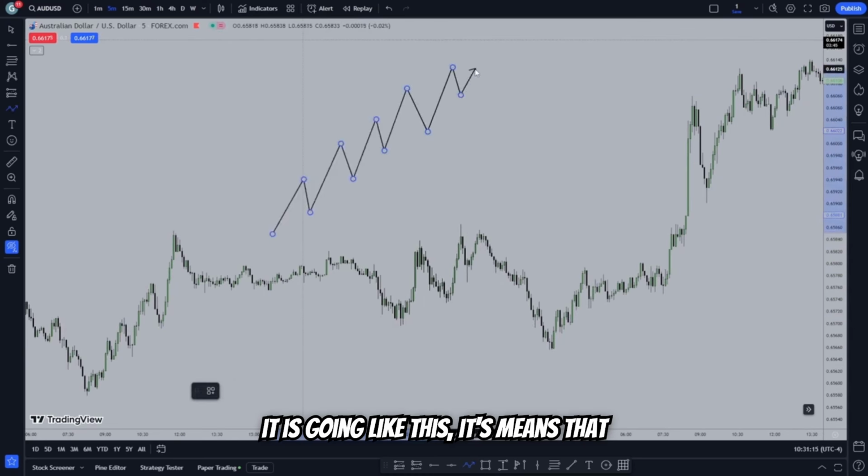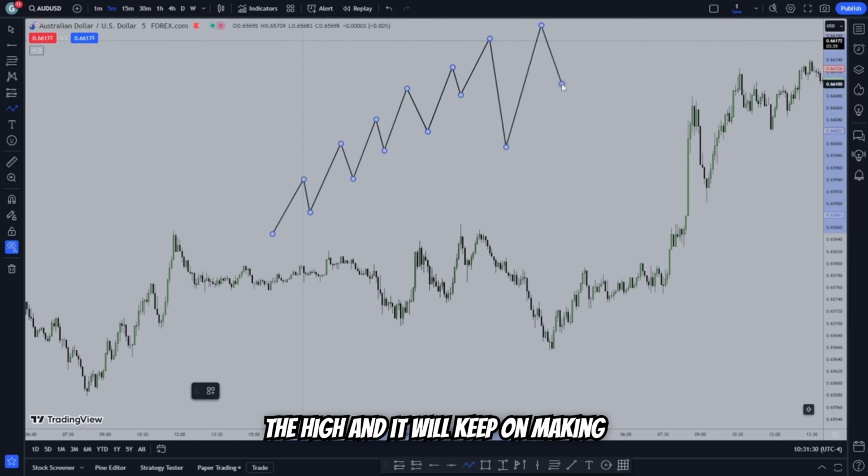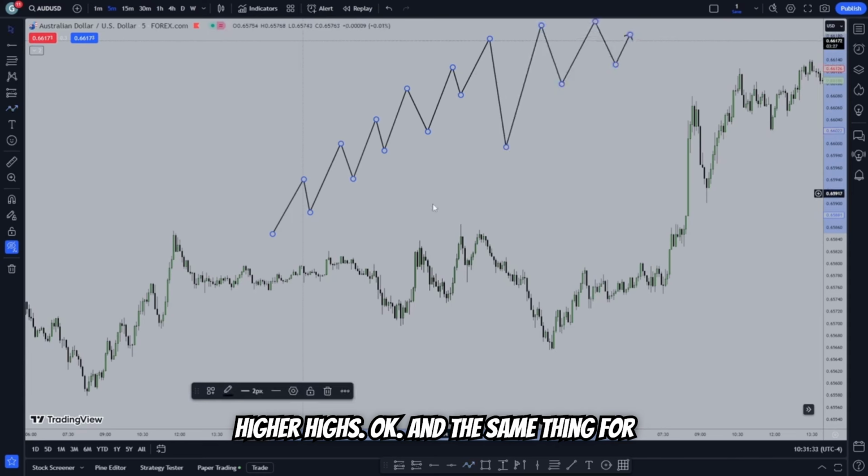If it is going like this, it means a bullish trend is going on. But all of a sudden, if it falls down like this, that will be your entry signal. You can enter right over there, target your take profit at this high, and your stop loss will be about 10 pips from here, and it will go up, take the high, and keep on making higher highs. And the same thing for sells also.